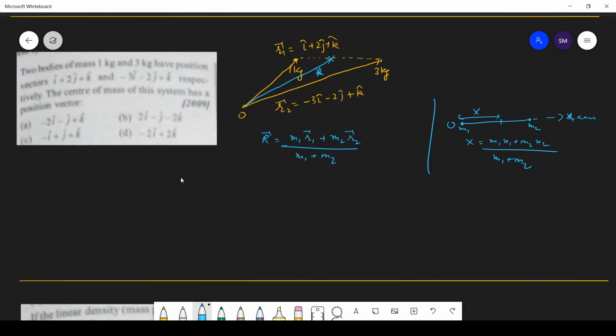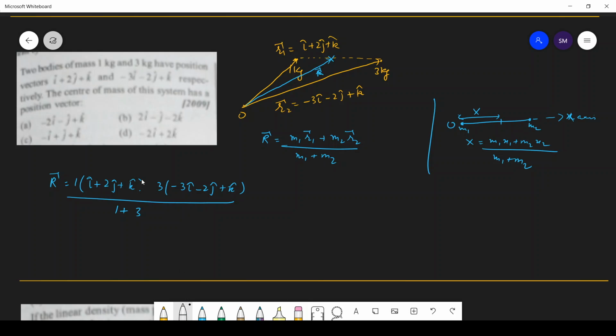Yes, got the answer? It should not take that much time. So what is m1? m1 is 1 kg. What is r1? i cap plus 2j cap plus k cap. What is m2? That is 3, into minus 3i cap minus 2j cap plus k cap, divided by 1 plus 3. Right?